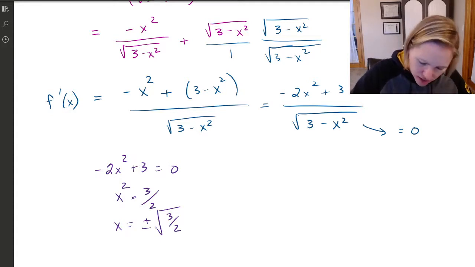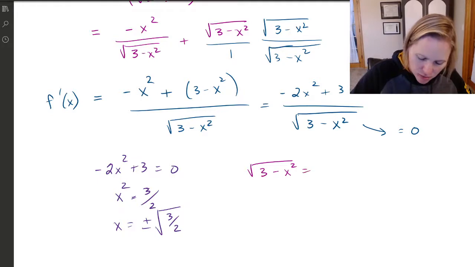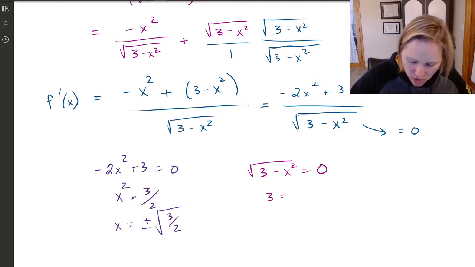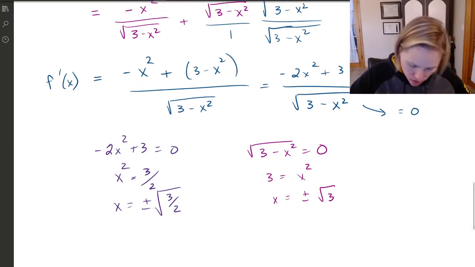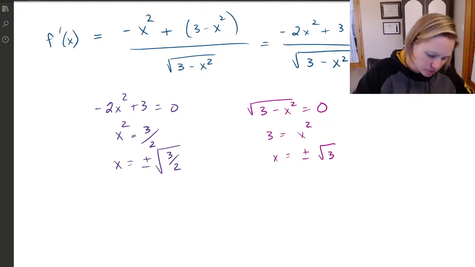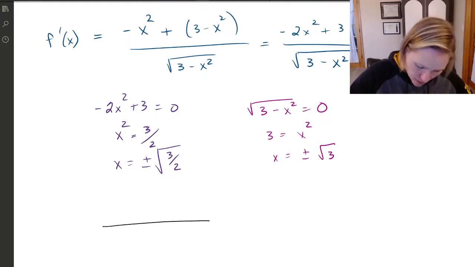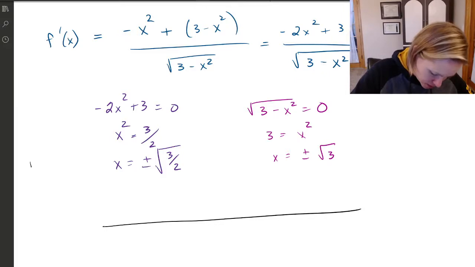Now I'm going to take the denominator. I'm going to say the square root of 3 minus x squared is going to be 0. Square both sides, add the x squared over. x is going to be plus or minus the square root of 3. We've got a lot of critical values here. Time for a sign chart. So these are my critical points.